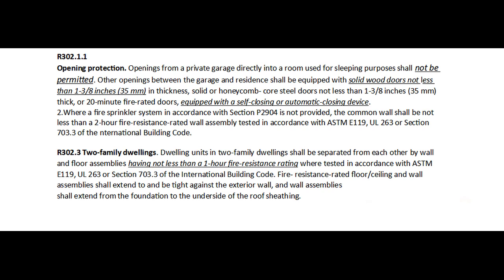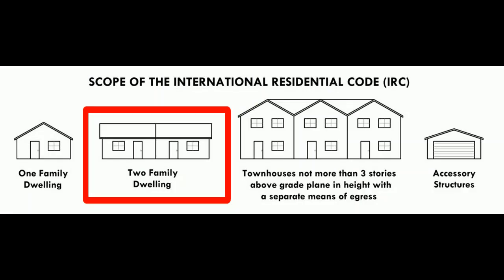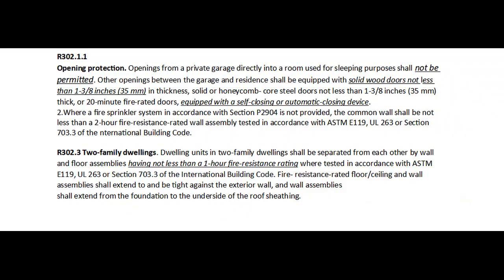R302.3 Two-family dwellings. Dwelling units in two-family dwellings shall be separated from each other by wall and floor assemblies having not less than a 1-hour fire resistance rating, where tested in accordance with ASTM E119, UL 263, or section 703.3 of the International Building Code. Fire resistance rated floor, ceiling, and wall assemblies shall extend to and be tight against the exterior wall, and wall assemblies shall extend from the foundation to the underside of the roof sheathing.